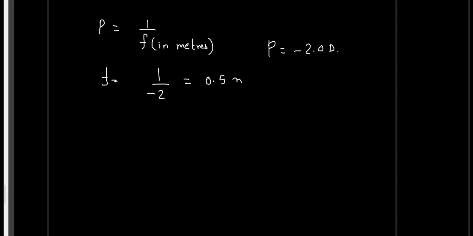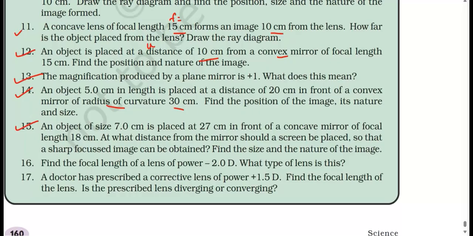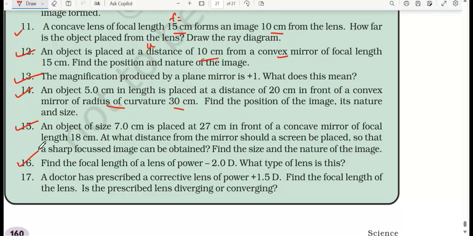minus 0.5 meters. Clearly, since it is negative, focal length means what? It's a concave lens. Concave lenses and concave mirrors have negative focal length. I'm repeating it again. Now let us go to question number 17, which is the last question of your exercise.